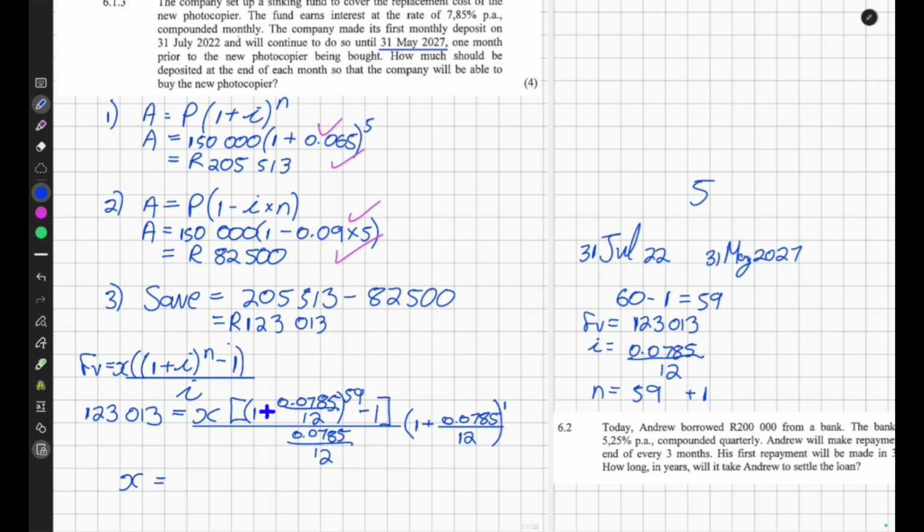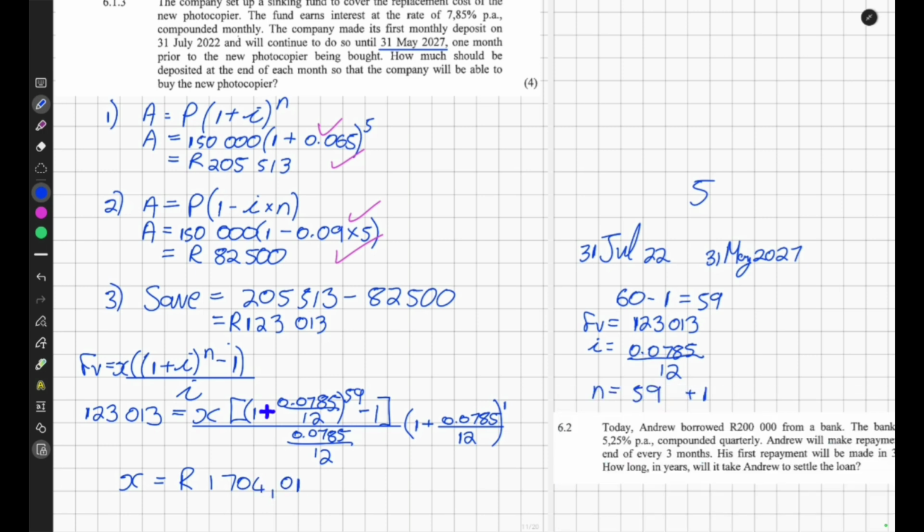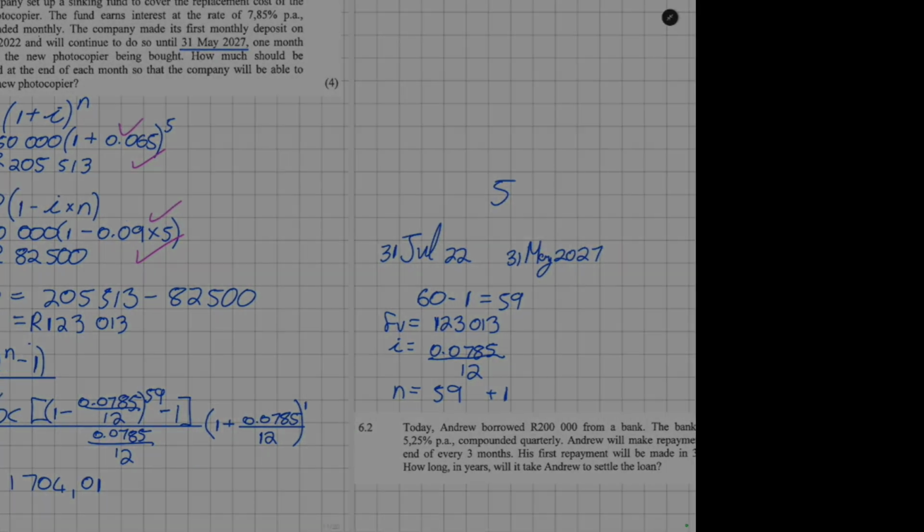Okay, so the final answer is, if I just say 123,013 divided by that entire fraction, then the answer is 1,704 Rand and 1 cent. Okay, so let's just go over this. Why is that extra bracket there? Because they left their money in the bank for 1 month. So if the money is not out of the bank, it must earn interest either as a loan or as a savings. And that's what that one extra bracket is for.